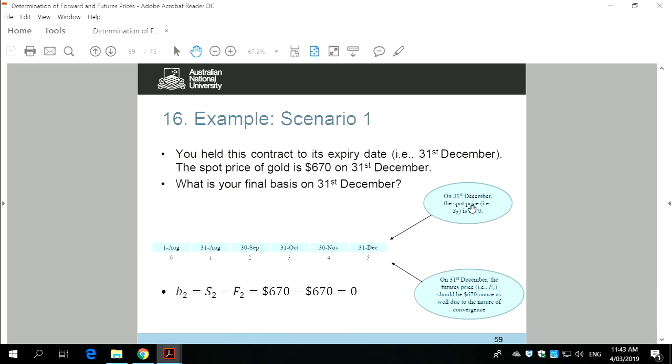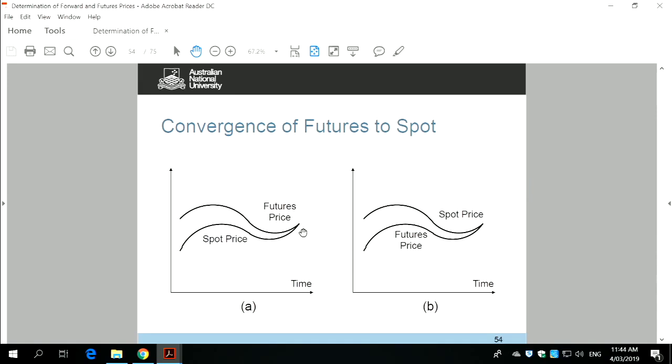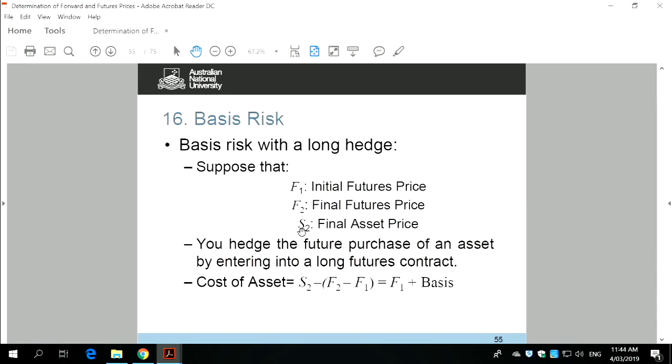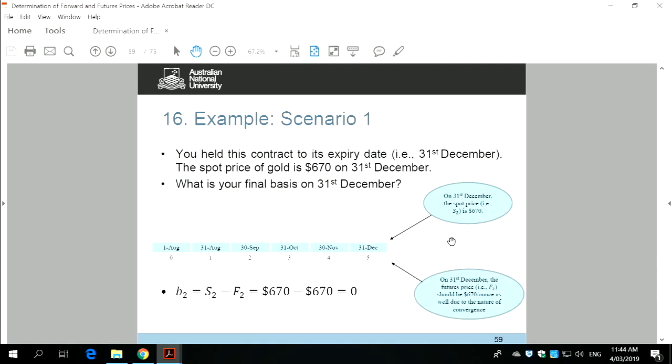Remember, if the spot price on 31st December, the maturity date, is $670, then the contract just before it expires should equal the spot price, $670, right? So that's what happens with this graph here. It should equal $670. If it's not, then arbitrageurs would bring them into convergence. For that reason, we should expect the futures price is also $670.